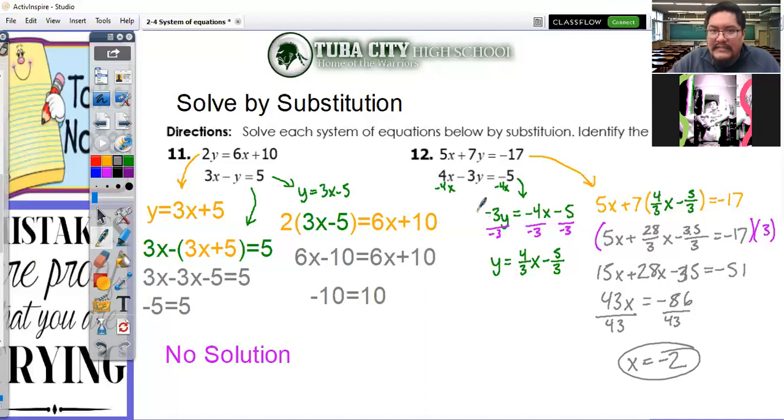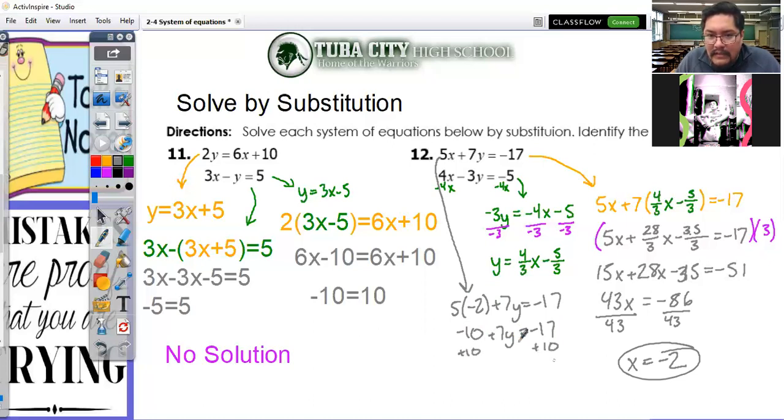Because I'm gonna have to plug one of these back in. So let's go ahead and get that done quickly. So 5 times negative 2 plus 7y equals negative 17. And let's multiply that out. Add 10 to both sides. And that'd be 7y equals negative 7. Yeah, negative 7. So that would be y equals negative 1. All right. Whew, man, okay. I was trying to hurry through that last one.